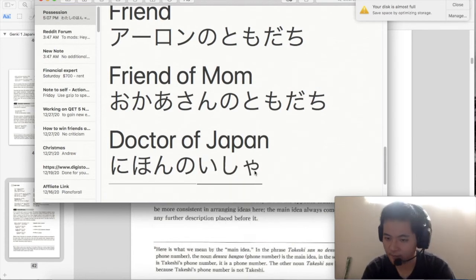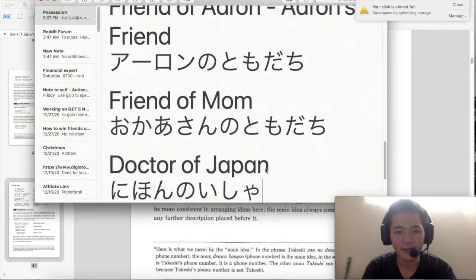Nihon no isha. And see, it is, again, it is doctor of Japan. So this doctor belongs to Japan. Not necessarily belonging to Japan, but you know what I mean. It's of Japan. So right on, guys.